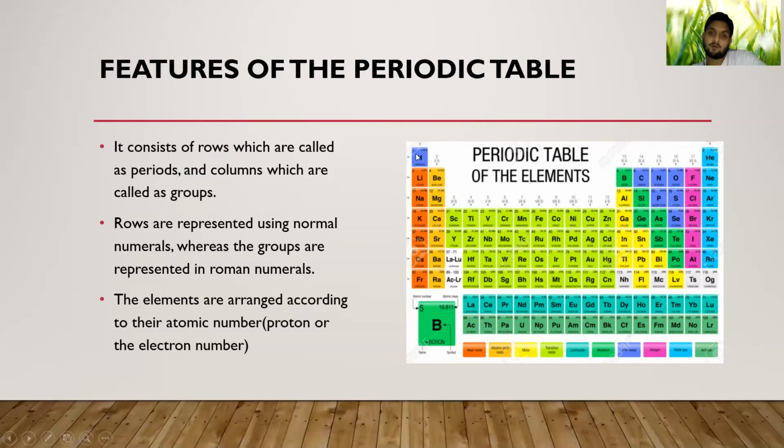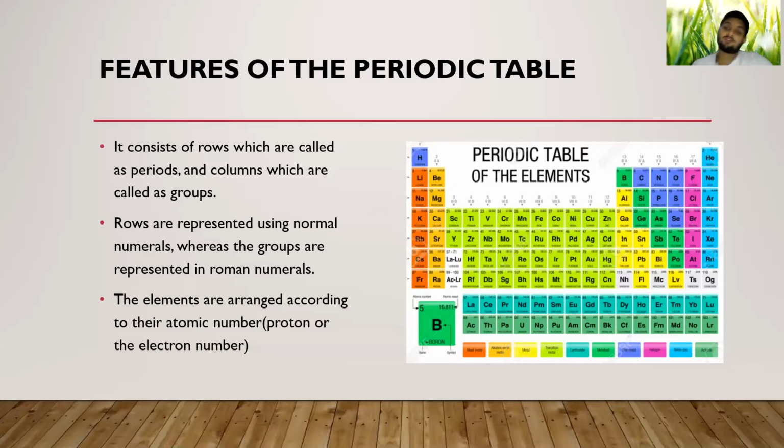But for your syllabus we need to know only the first four. If you start from this hydrogen, you go here, here, here, until this one. So you need to know only the four, but you need to remember what rows are, and we represent rows using normal numerals. Normal numerals means normal digits that you use in your day-to-day life, like number 1, number 2, number 3. Nothing extraordinary there, just normal numerals.